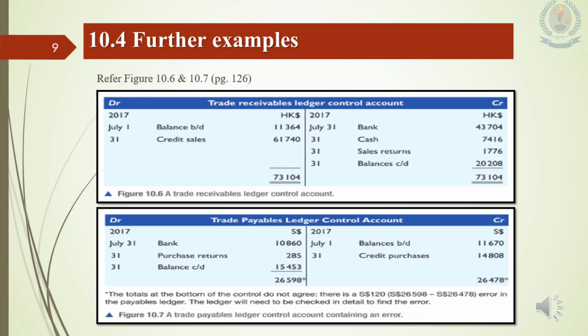Goods from suppliers are the credit purchases for the month, which should be credited to the account as these purchases would increase the trade payables of the business. Next, we have to record the closing balance. As the balance b/d should be credited, balance c/d should be debited by 15,453.